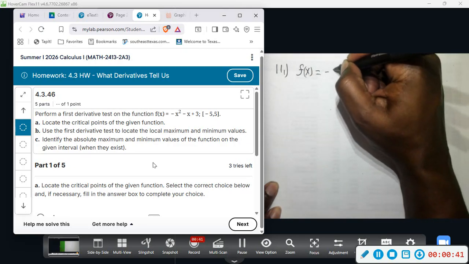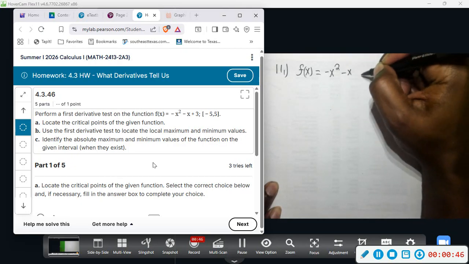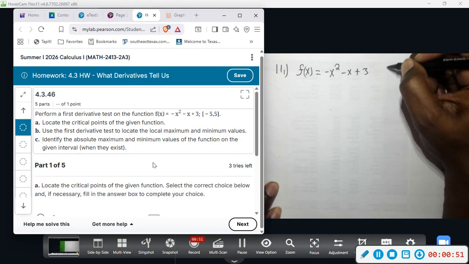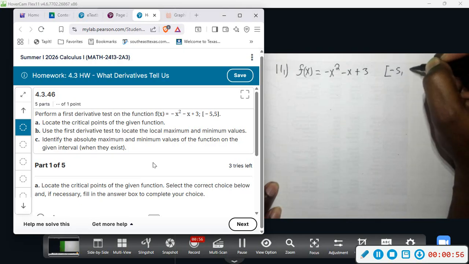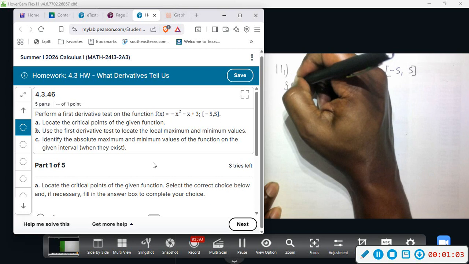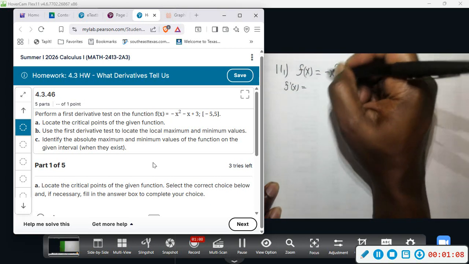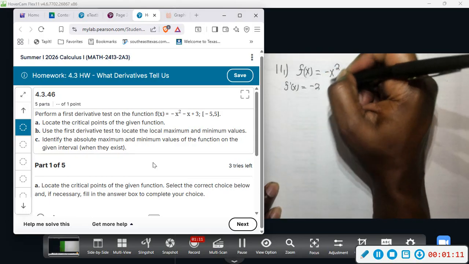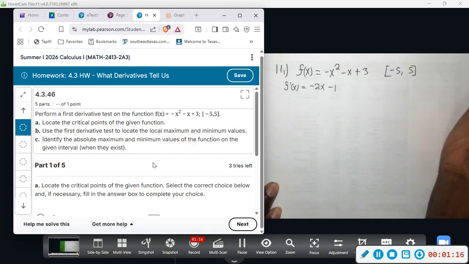So we've got negative x squared minus x plus 3, and we are on the closed interval, negative 5 to 5. First, we're going to find the derivative. Negative 2 subtract 1, so negative 2x. Give me a negative 1. Derivative of a constant is 0.